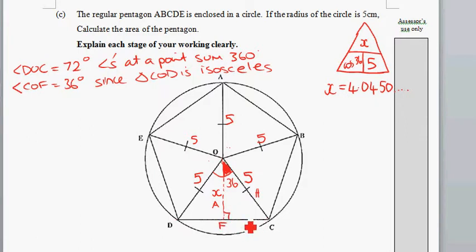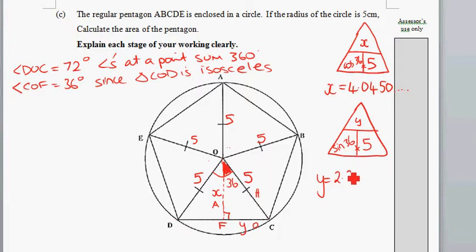Now if we do the base, which would be C to F, if we call that y, and use another triangle, that'll be the opposite side now of course, because it's opposite the 36 degrees. We'll use the SO ratio. We've got the 5 for the hypotenuse, the opposite is y, and we want the sine of 36 degrees. So y equals sine of 36 times 5, which is 2.93892.